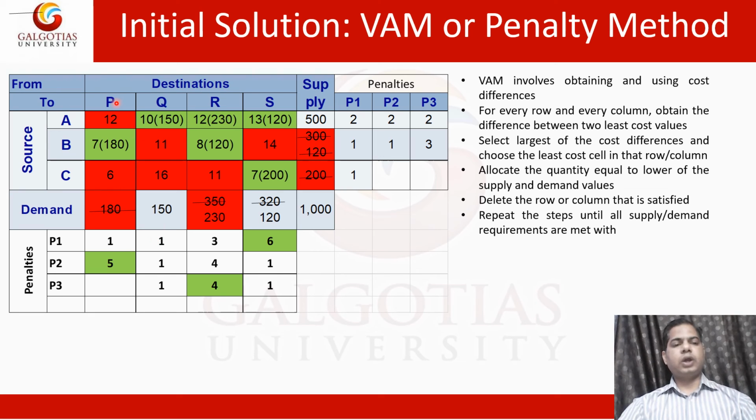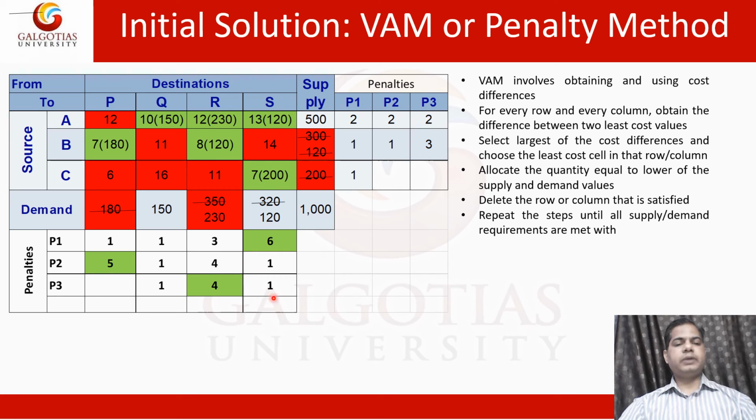Now this column is over. For A it is 10, 12 and 13, so the penalty is 2. For B it is 8, 11, 8 and 14, so the penalty is 11 and 8, that is 3. For P we will not find the penalty now because this column is eliminated. For Q, 10 and 11, it is 1. For R, 12 and 8 is 4. For S, 13 and 14, that is 1.